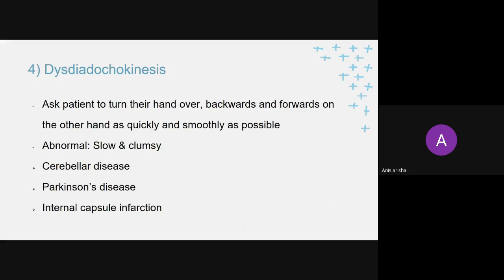We also need to look for dysdiadochokinesis, where we test rapid alternating movements. We ask the patient to turn their hand over, backwards and forward on the other hand, as quickly and smoothly as possible. If there is dysdiadochokinesis, they will be slow and clumsy. Other causes of dysdiadochokinesis can be internal capsule infarction, or Parkinson disease if it occurs in the elderly.